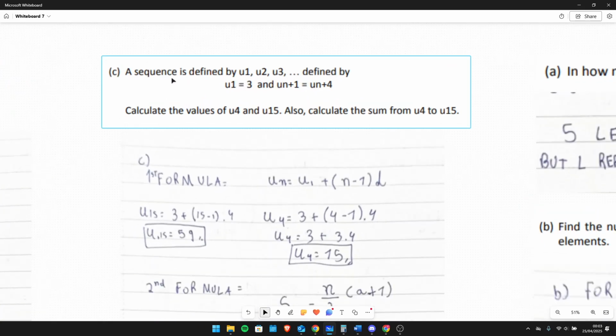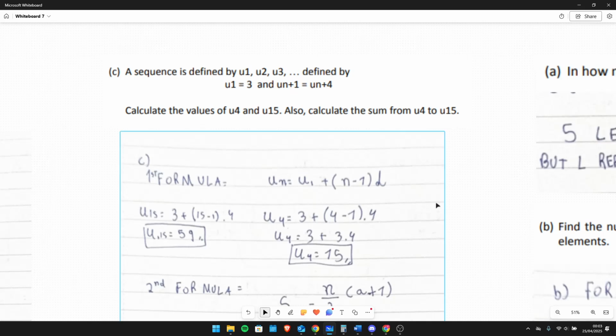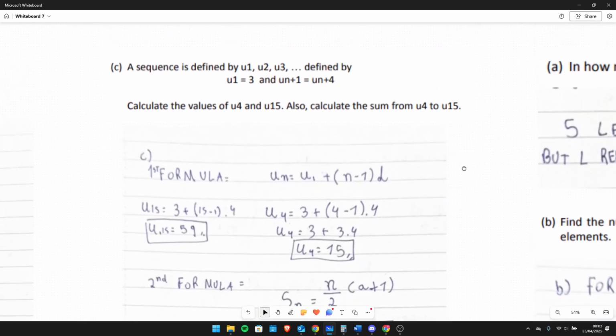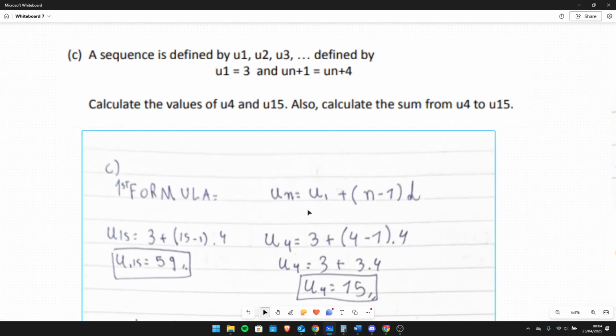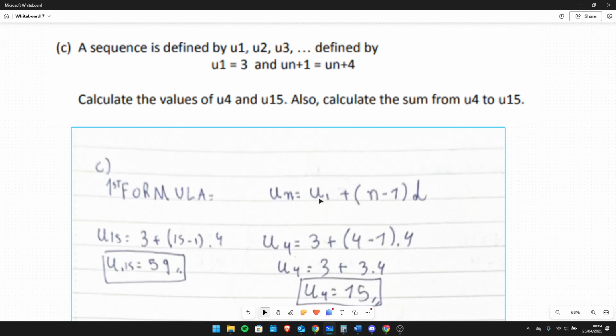For the C1, a sequence is defined by u. This one is pretty important. It's basically in every test, and there are like 12 marks around it, so it's really important. For the first one, if you want to find a specific number in that order, you need to use this formula. Un is equal to u1, the first item, plus (n minus 1) d, where n is the position, like if you want to find the fifth number, you put 5 here, and d is the difference.